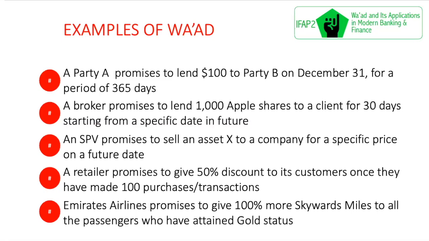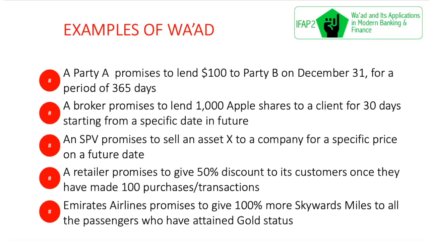Example number four, a retailer promises to give 50% discount to its customers once they have made 100 purchase transactions. Now, this is an example of a promise conditional upon something. So a promise which is associated with a condition, or this could be considered as an example of a promise which requires a performance. So if the customer has performed, i.e., if the customer has made 100 purchases, then it would be binding on the retailer to give 50% discount. Emirates Airlines promises to give 100% more Skywards miles to all the passengers who have attained gold status. So all these are examples of permissible WAD or permissible promises, as long as the action to be taken is Sharia compliant and the asset on which the action is to be taken is Sharia compliant as well.